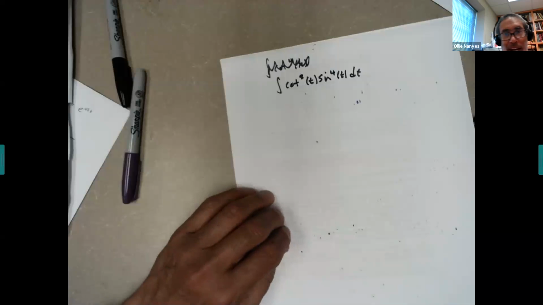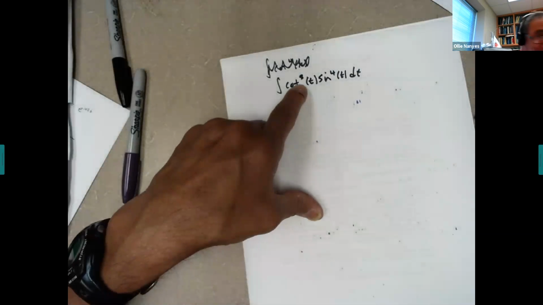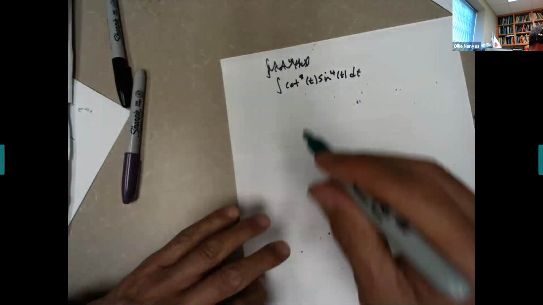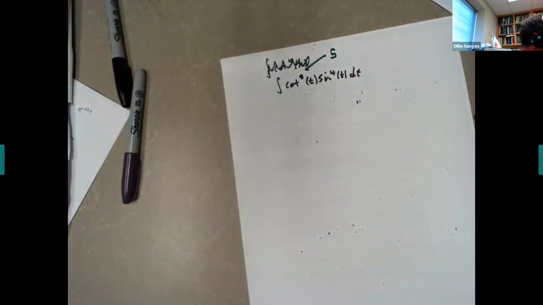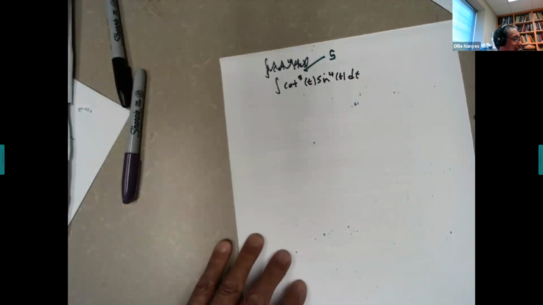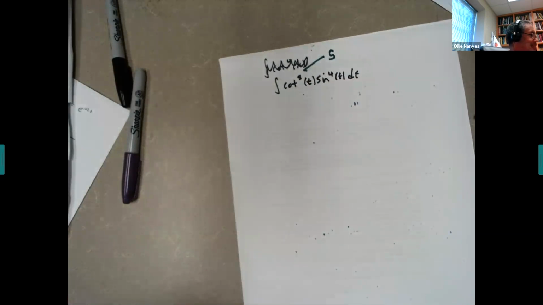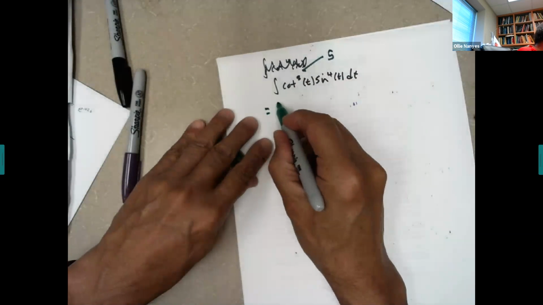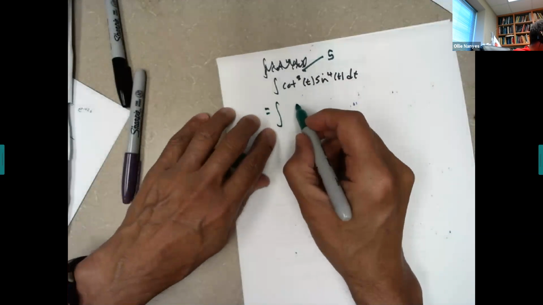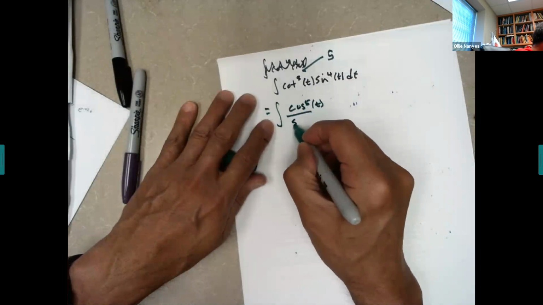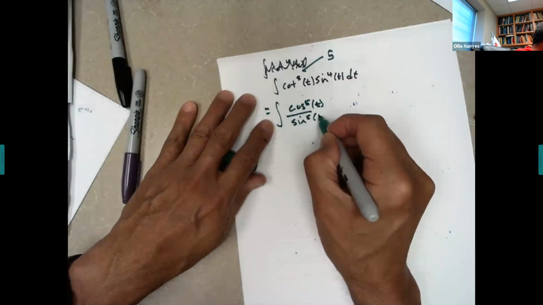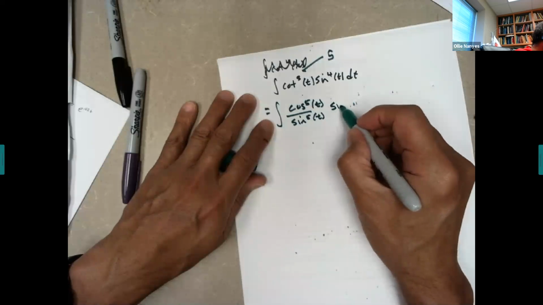Next, we have a cotangent to the fifth. I have a hard time writing fives. That's a 5 there. Sine to the fourth dt. Now, if you're scratching your head, saying we have not done a cotangent in the sine, that's okay. Let's revert to first principles and see where that gives us. Well, cotangent is cosine to the fifth over sine to the fifth, times sine to the fourth.